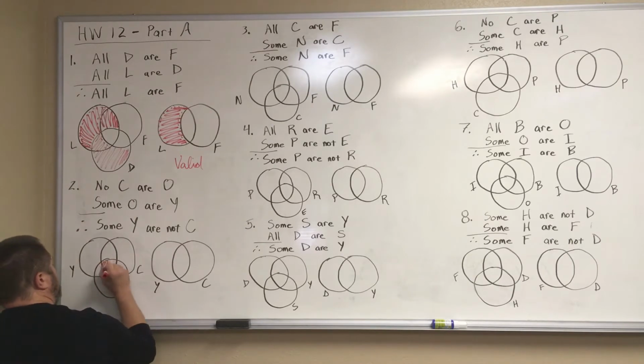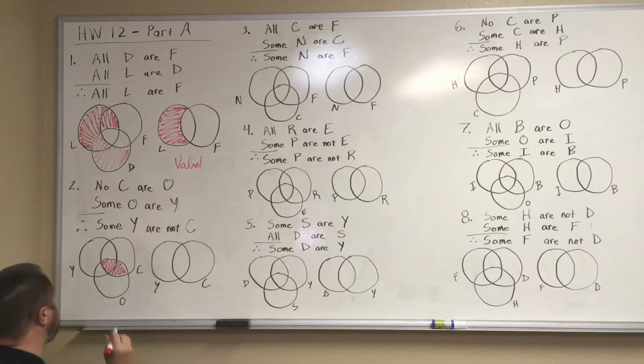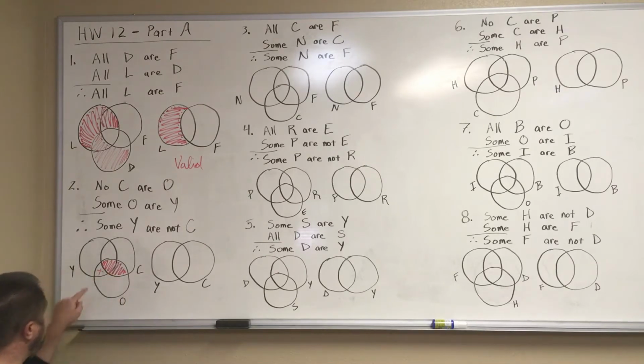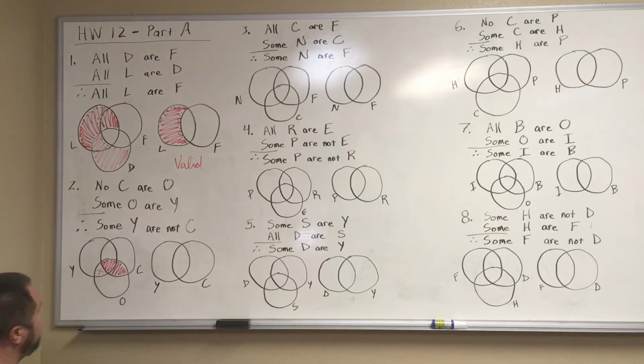All right, second one, no C or O. So we're going to eliminate this football-shaped area between C and O. Some O are Y. So this is the only space that's left. This is why we always do the universals first with the premises. So always do all or no before you do some, if you can. Because we would have had a fence straddling X if we did the some first. But since we did the no, it already eliminates this area right here in the middle. So the only space left to put the X is right there.